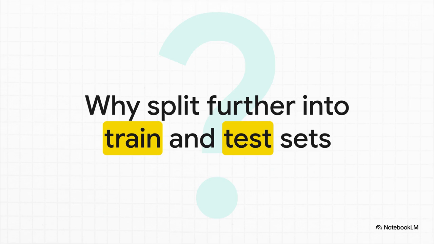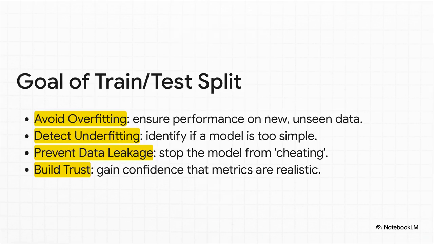So why do we take this perfectly prepared data and then immediately hide a piece of it away? Well, this is probably the single most important step you can take to honestly evaluate your model and to avoid the cardinal sin of machine learning, overfitting. You have to remember, the test set is not more data for training. It is the final exam. It is the only way you can get an honest, unbiased measurement of how your model is going to perform in the real world on data it has never, ever seen before. This split is what builds trust.